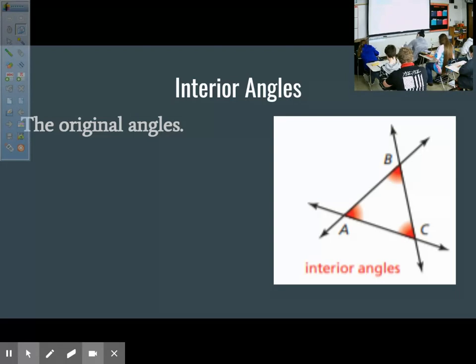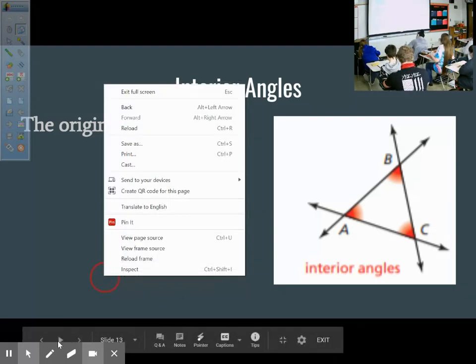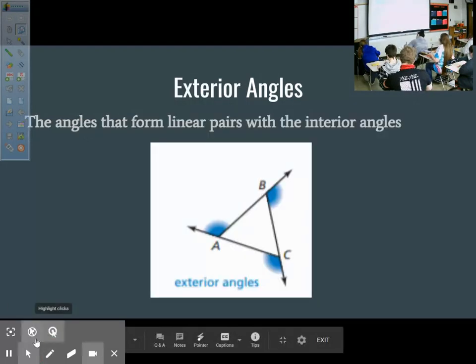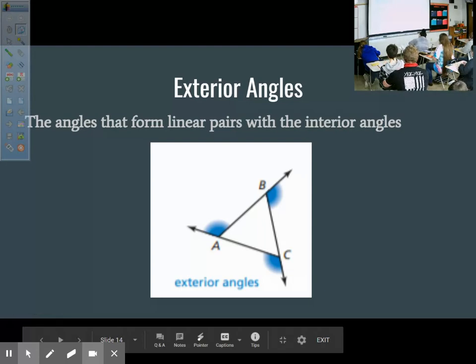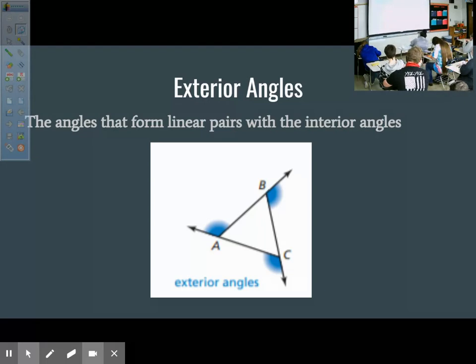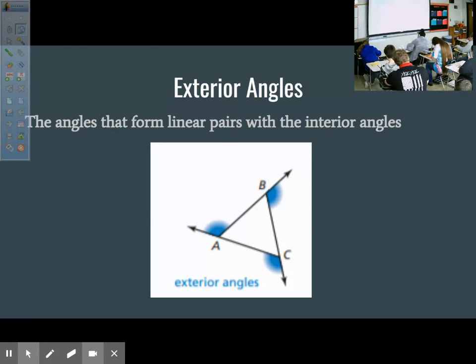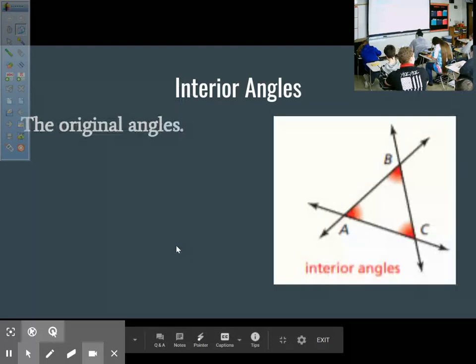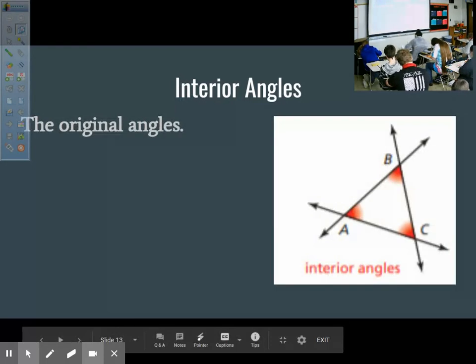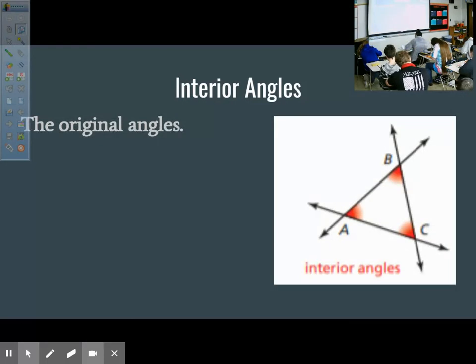And then over there on that picture on the top right, I need you to use one of your colors and color in the 3 interior angles. Those are exterior. Okay, so color in the 3 interior angles. It's the original 3 angles on the inside. Use one color to do the interior.